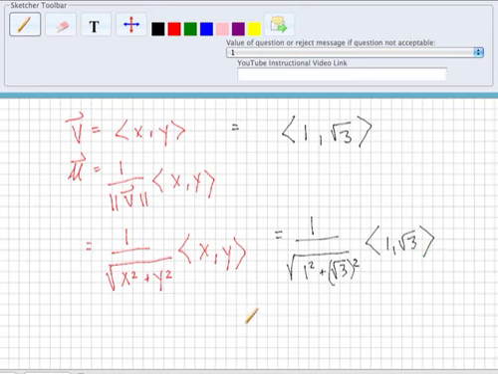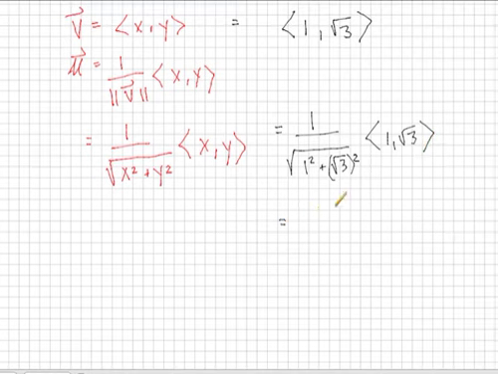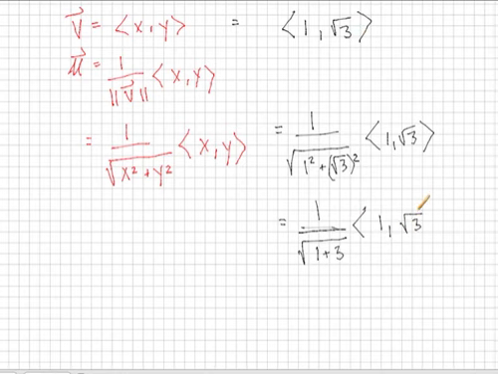Let's go ahead and simplify the expression on the bottom. If I square 1, I of course just get 1. If I square the square root of 3, I just get 3. So we're going to have 1 over the square root of 1 plus 3, times the vector v, which was 1, square root of 3. And simplifying the bottom again, as you can see, this is 4, and the square root of 4 is 2, so this outside scalar turns into 1/2.